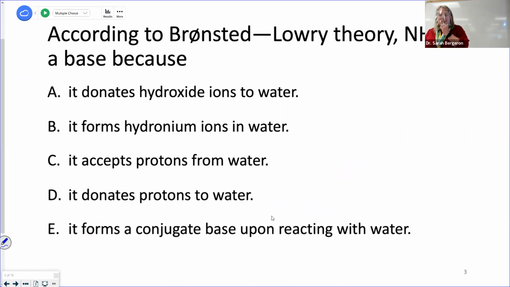So remember how we said NH3 is a base? Remember how I said you need to know that? NH3 is a base. If NH3 is a base, by definition, what does it have to do? Think about our definition, our Bronsted-Lowry acid-base definition. What does it do?